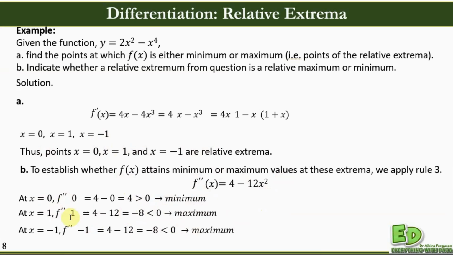At that point, the function is a maximum point, sorry. At x is equal to -1, after substituting it, we had -8, which is also less than 0, and it shows that that point is indeed a maximum point, right? I hope we get this general idea about relative extrema.